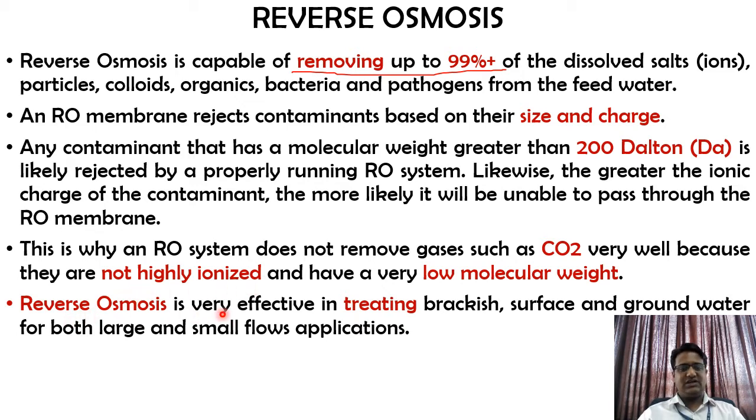Reverse osmosis is very effective in treating brackish surface water and groundwater for large and small flow applications. That is, reverse osmosis can be used for treating brackish water, which is slightly saline. It is not completely seawater, but slightly saline water, surface or groundwater. All these can be treated for large and small flow applications with the help of reverse osmosis.